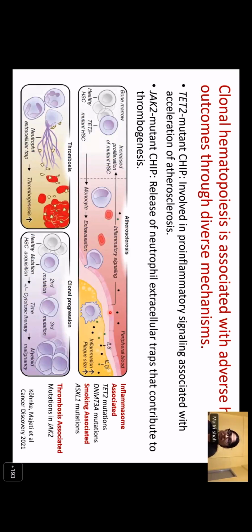All right. So let's talk a little bit more about some advanced things in clonal hematopoiesis. Clonal hematopoiesis is associated with adverse health outcomes through a variety of diverse mechanisms. If you have TET2 mutations in CHIP, they're typically associated with an inflammatory state in the body, and they can lead to accelerated atherosclerosis. So these patients are more likely to have heart attacks. If you have patients with JAK2 mutations, they release something called neutrophil extracellular traps, and these can result in thrombogenesis. So these are two ways in which you can have complications such as atherosclerosis and thrombosis with different types of CHIP.